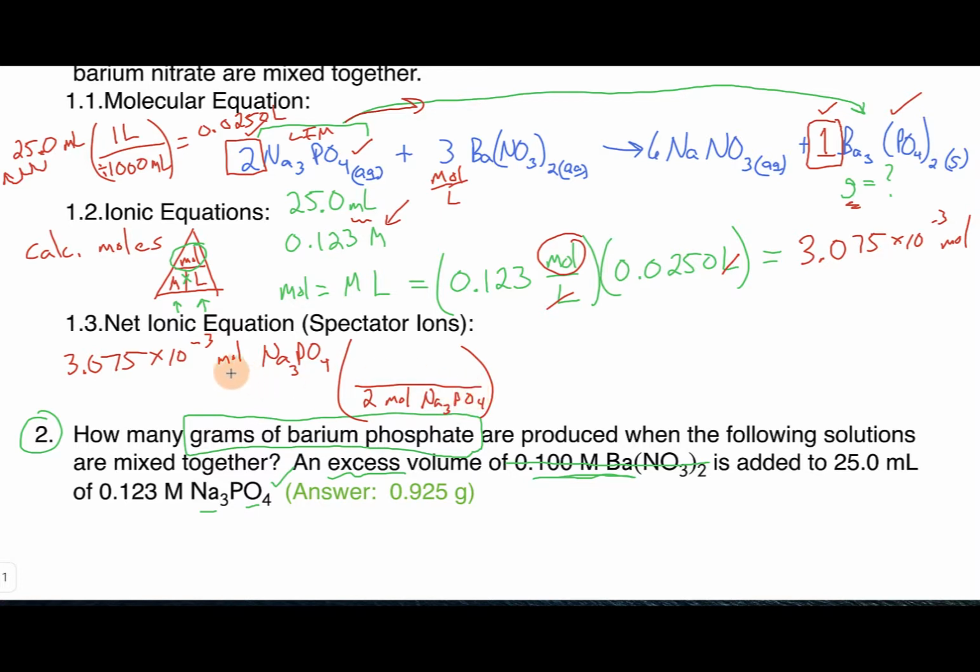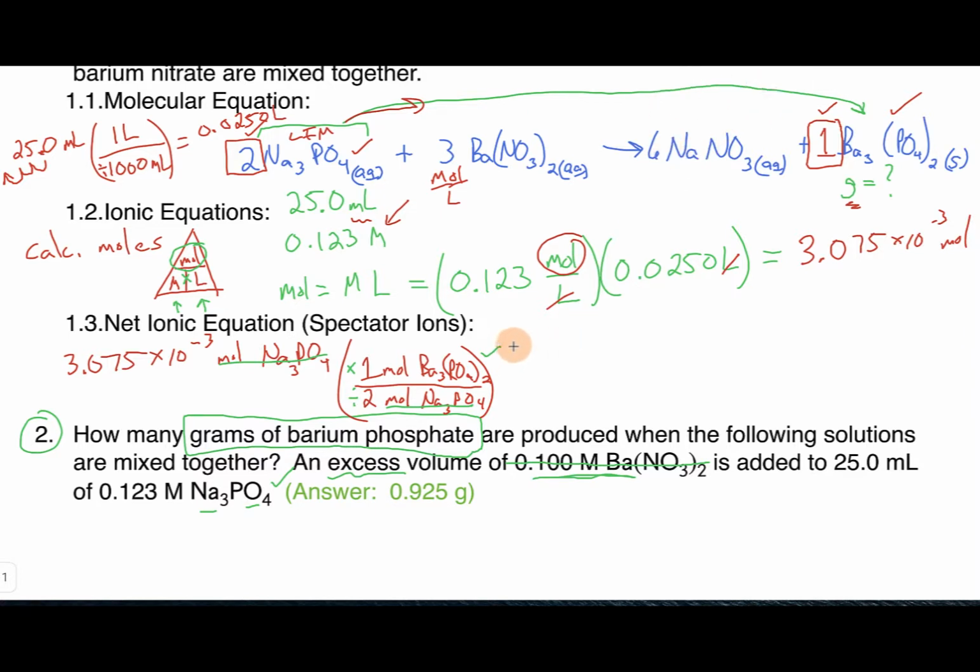And the reason why I'm doing that is because I want to cancel out the moles of the sodium phosphate and be left with moles of the barium phosphate. The moles of sodium phosphate cancel out the moles of sodium phosphate, and I'm left with what I want here. So, right, these parentheses tell us what we need to multiply by, what we need to divide by. In this case, mathematically, I want to divide by 2 here. Now, if I went through this calculation, I would have the number of moles of the product.